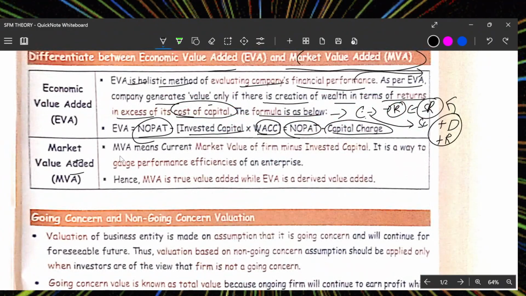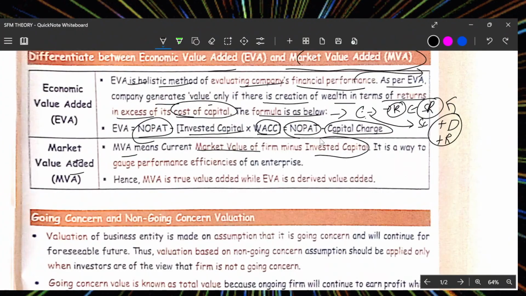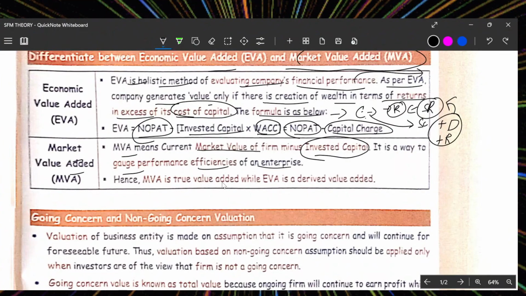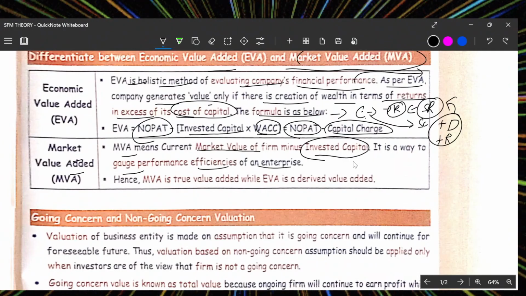Market value added means the current market value of the firm minus invested capital. It is a way to gauge performance efficiencies in enterprises. This market value usually we don't need to come up with for valuation, but in the case of a listed company, that is the value.